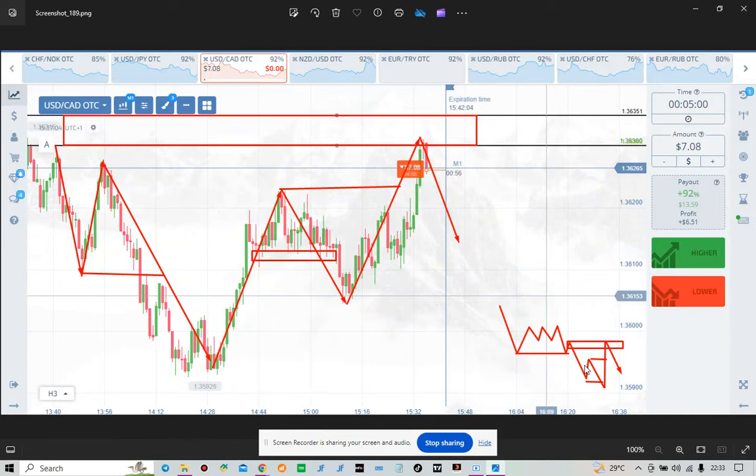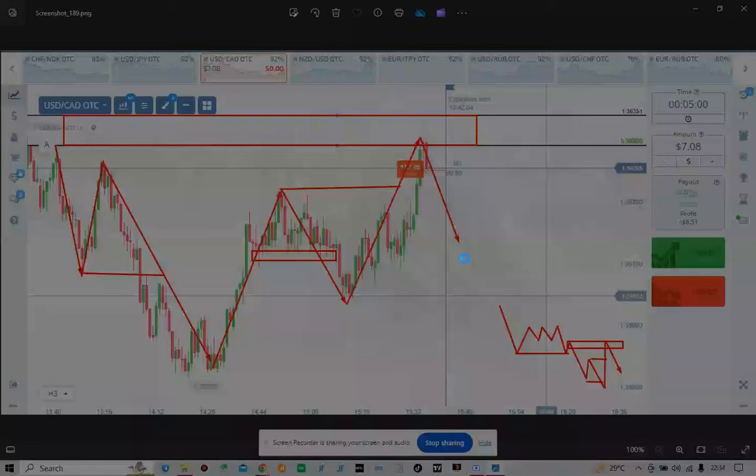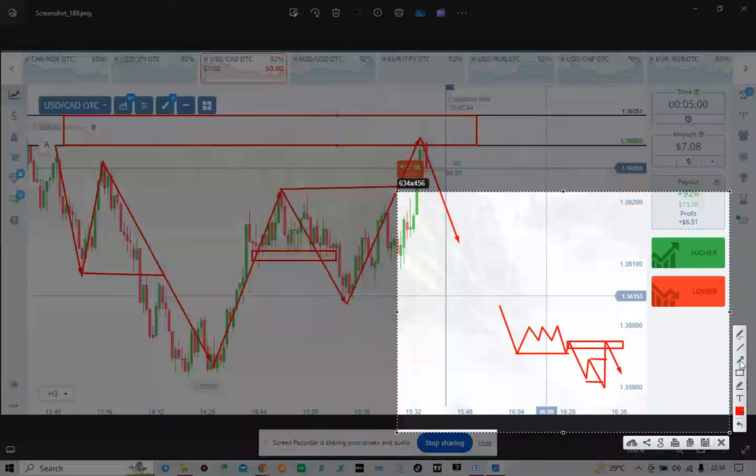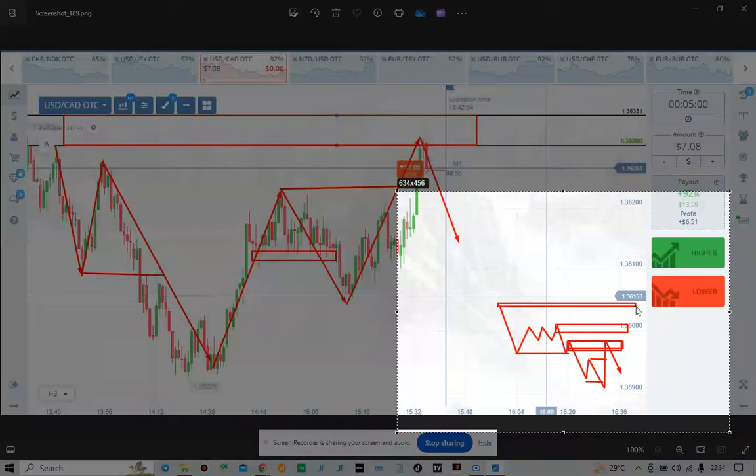Okay, so now where is my confirmation? Where is my entry confirmation? I'll be looking for trade opportunity around here or here or here. That is why I'll be looking for trade opportunity.